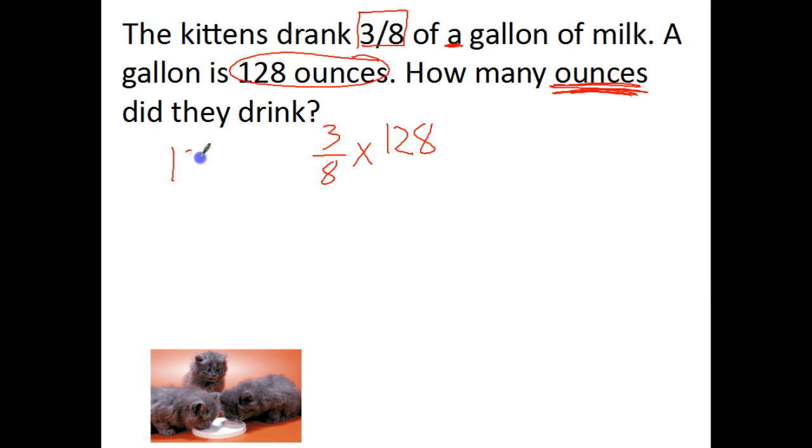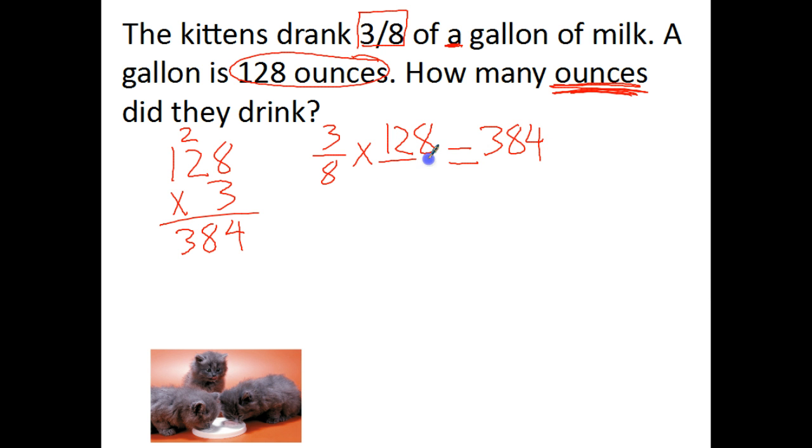Again, it's probably a number that you're not going to be able to do in your head. I don't know the 3 times table all the way up to 128. So 3 times 8 is 24. Carry my 2. 3 times 2 is 6 plus 2 is 8. 3 times 1 is 3. So I got 384 on top. Oh, look at that. I didn't put my 1 in there that I need to have. Otherwise, I can't do bottom times bottom, which is 8.